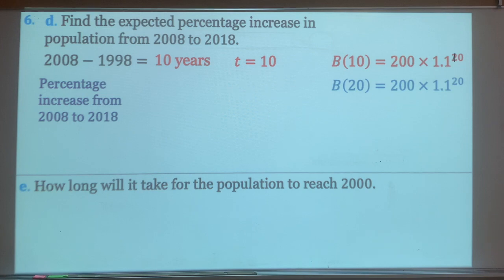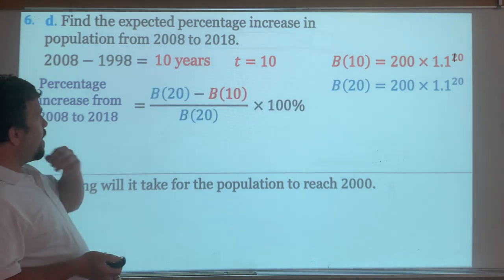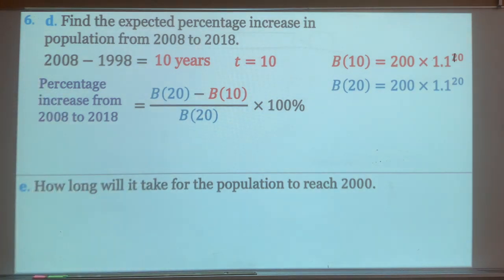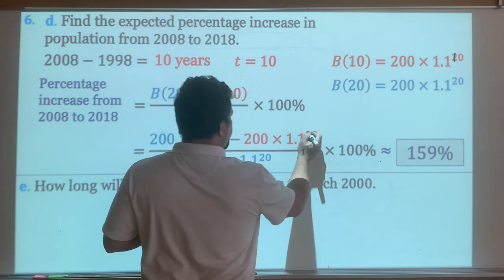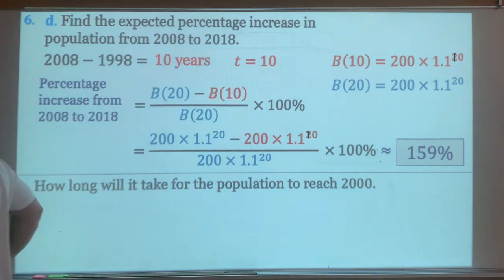What do we do with these two? Good thing they're colored, because otherwise this would make no sense. There we go. So we have our B of 20, B of 10. Okay, you want to know how much it's increasing by? Because we want to know the percent increase from 2008 to 2018. I think I did this wrong again. Where's my calculator? This should be a 10. And it increases by approximately 159%. Pretty simple.